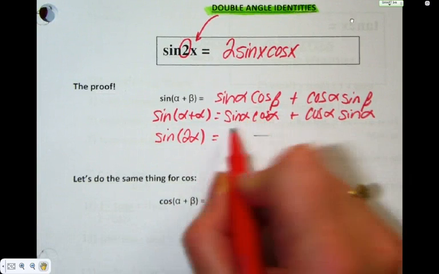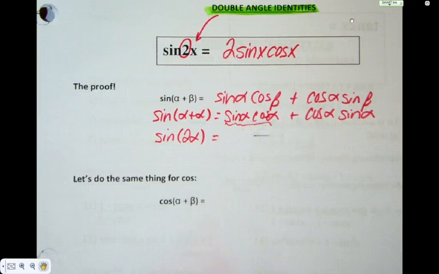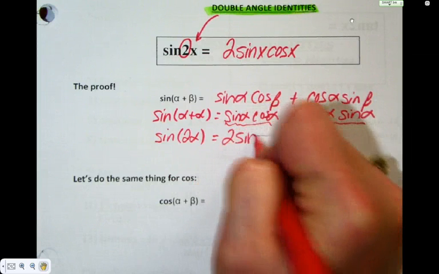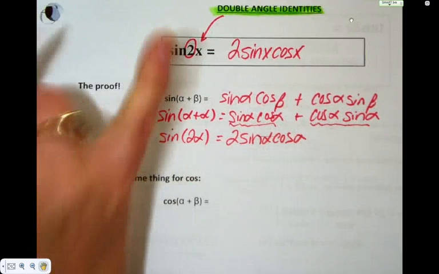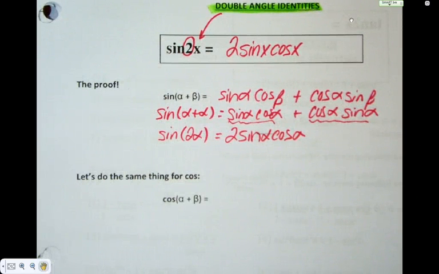And I'm just going to simplify. I have one sine alpha cos alpha. And I have another sine alpha cos alpha. How many do I have? 2. So there's the proof of why sine 2x is what it is. It just comes from the sum and difference formula.